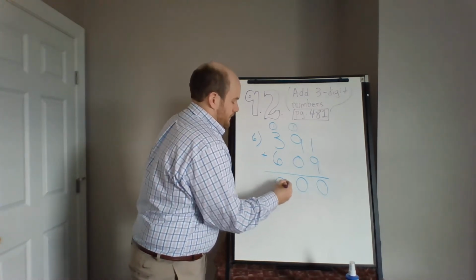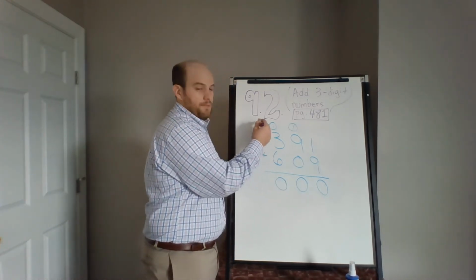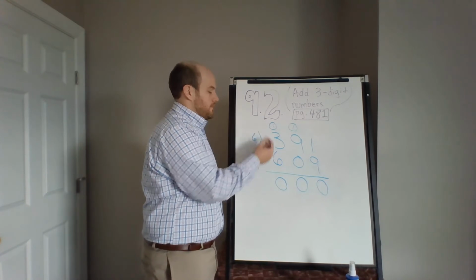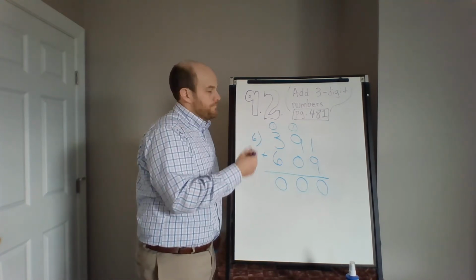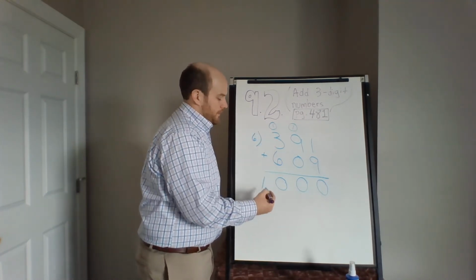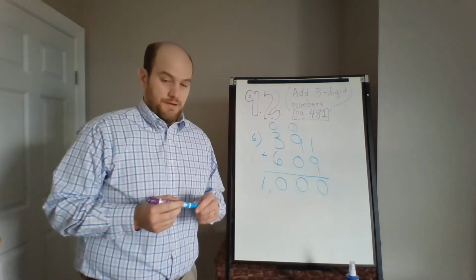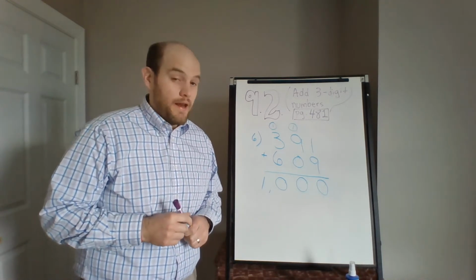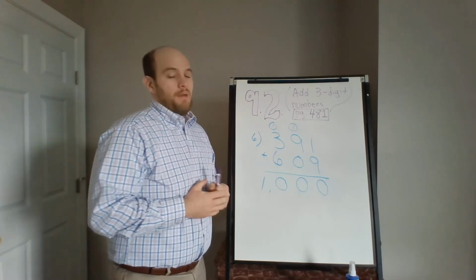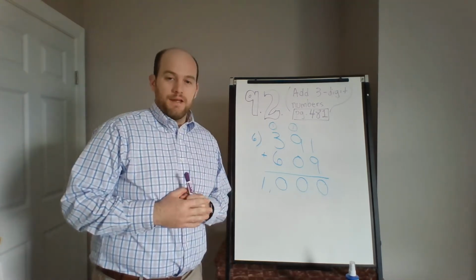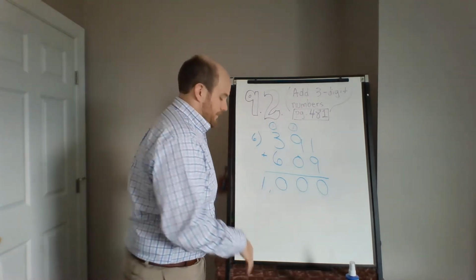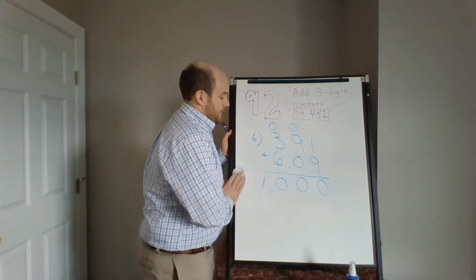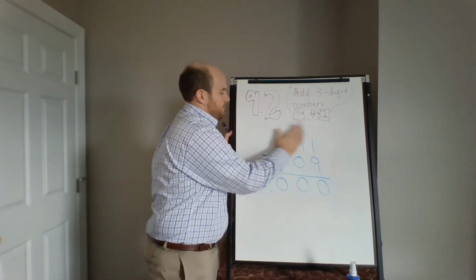Alrighty. Now, can I put a 1 up here? Well, there's no need to. Is there anything else to add over here? No. So just put the 1 and bring it back down there. Your answer to this one is 1,000. Man, that'd be nice. $1,000 right now. Great. So that's the answer to number 6. Okie dokie.